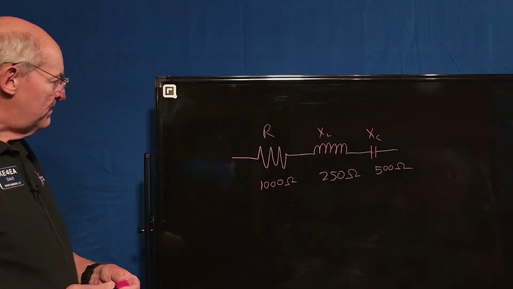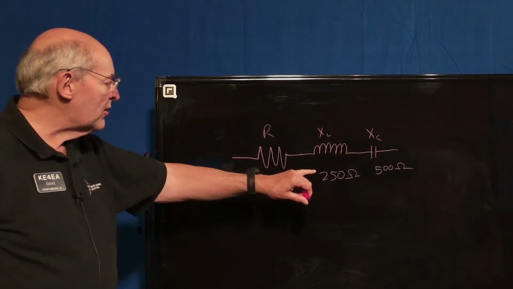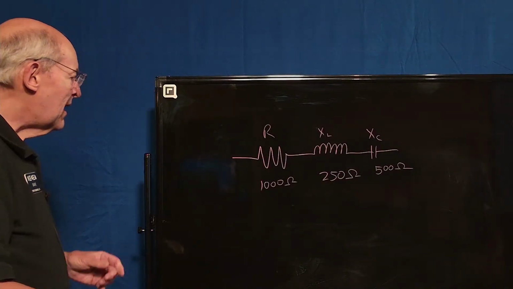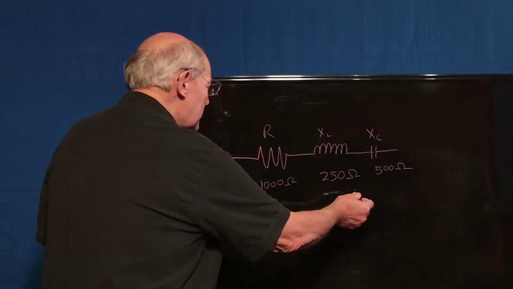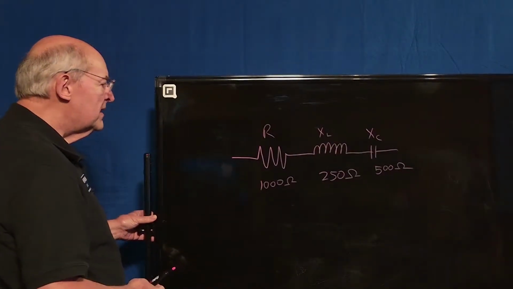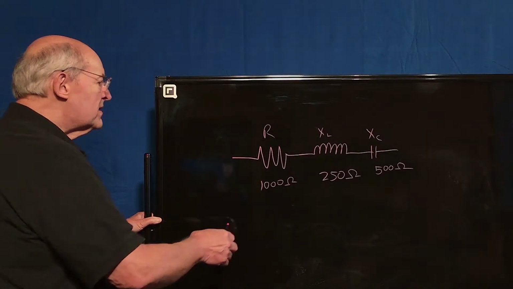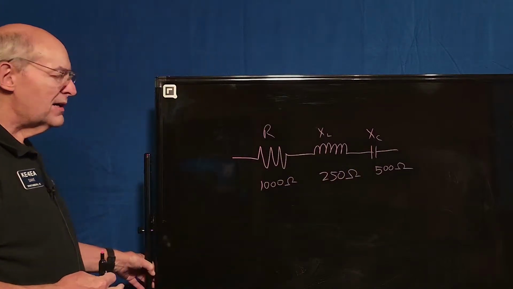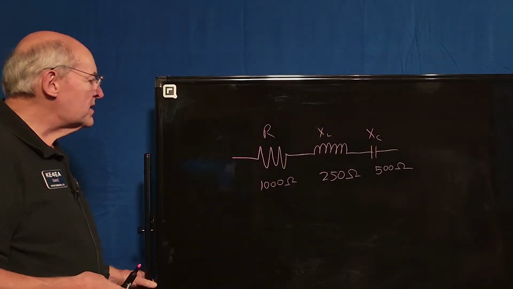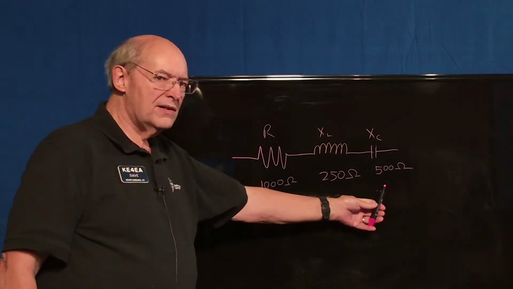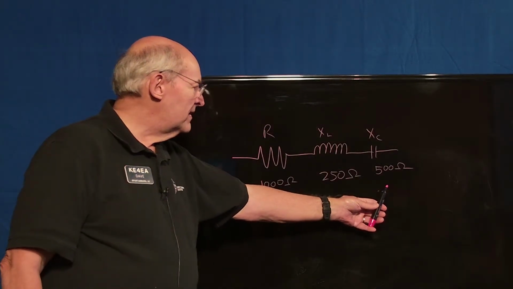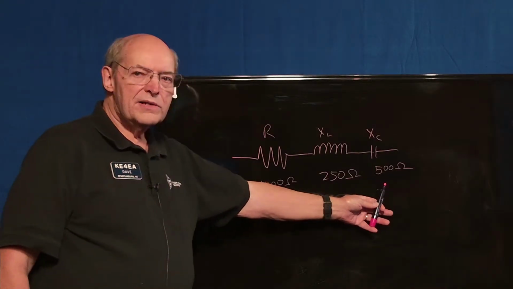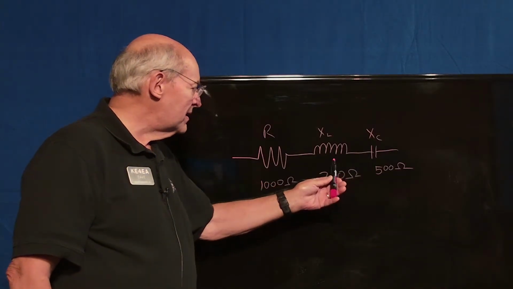I've got this diagram. It doesn't matter what order any of these things are in. What I wanted to demonstrate here is how we take the next step in a case like this. So my first question is, of inductive reactance and capacitive reactance, which one is dominant? Well, the dominant one is going to be the bigger one, or 500. So 250 ohms of that 500 is going to be canceled by the inductor.